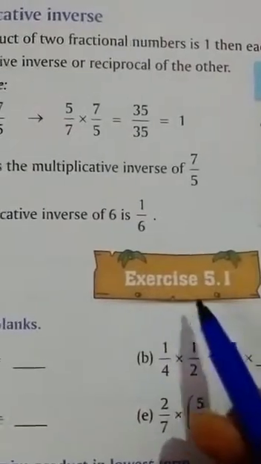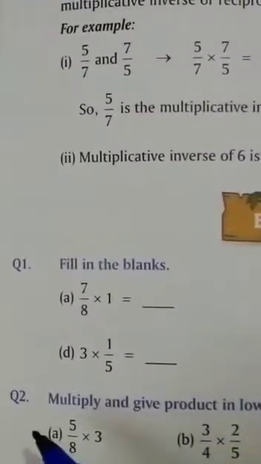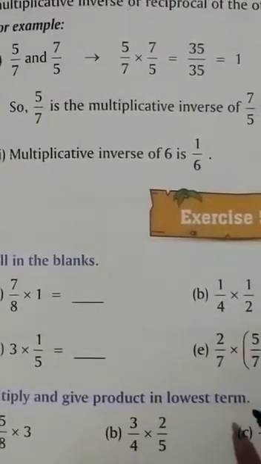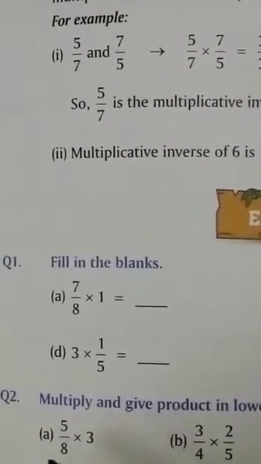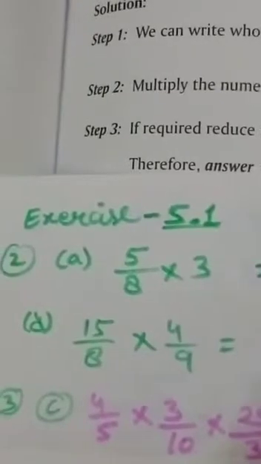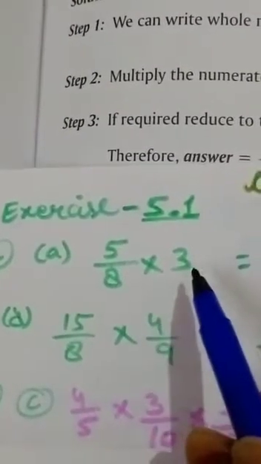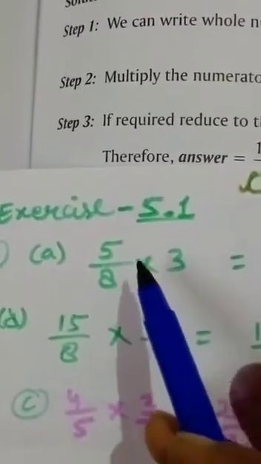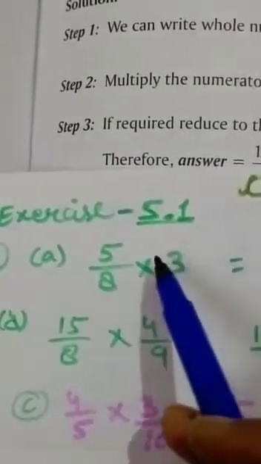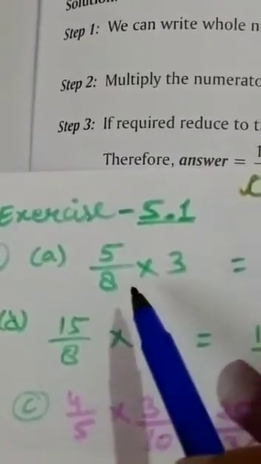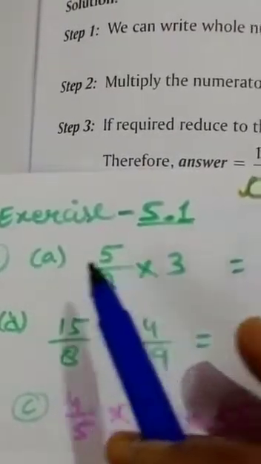See your Exercise 5.1, Question number 2. Multiply and give the product in the lowest term. So how do we have to do it? Let's see this, Question number 2a: 5 upon 8 multiply 3. A fraction with a whole number. This is your fraction and this is a whole number. So, fraction with a whole number, its multiplication. How do we have to do it?